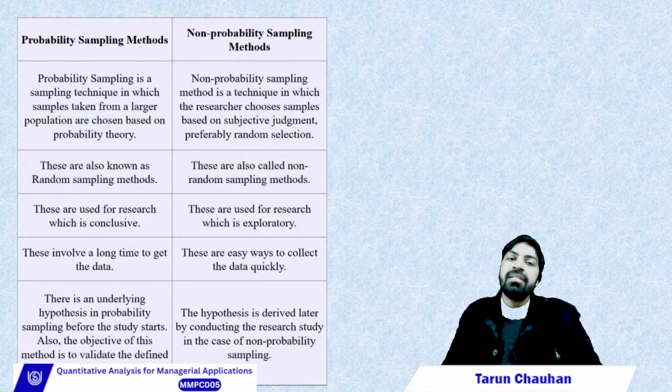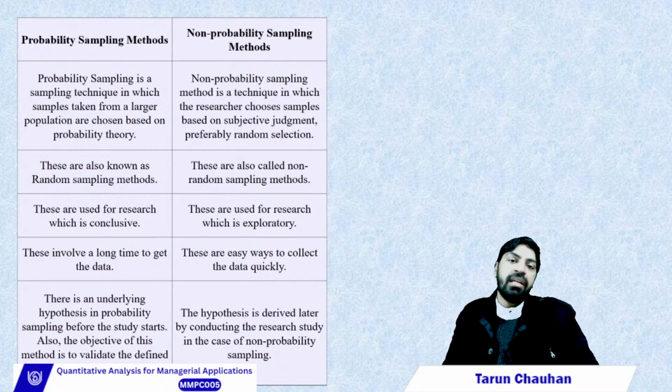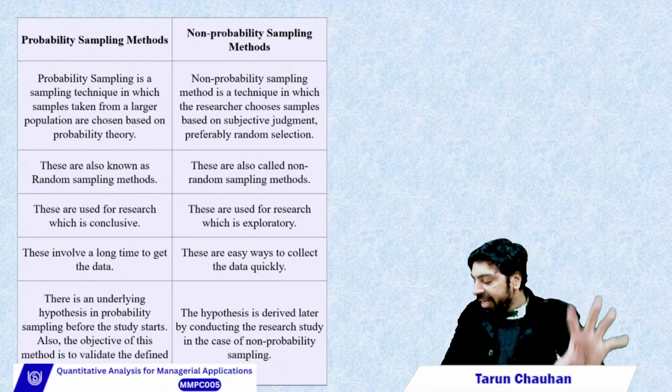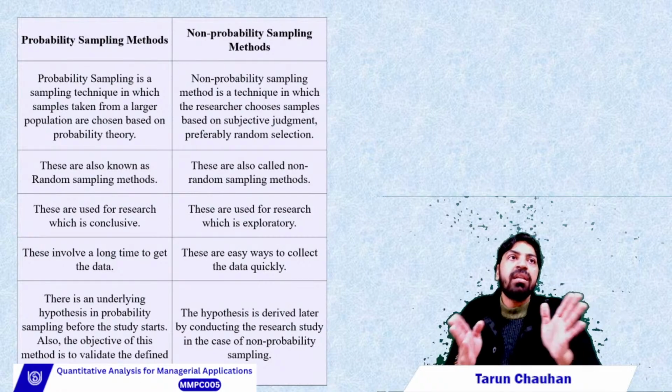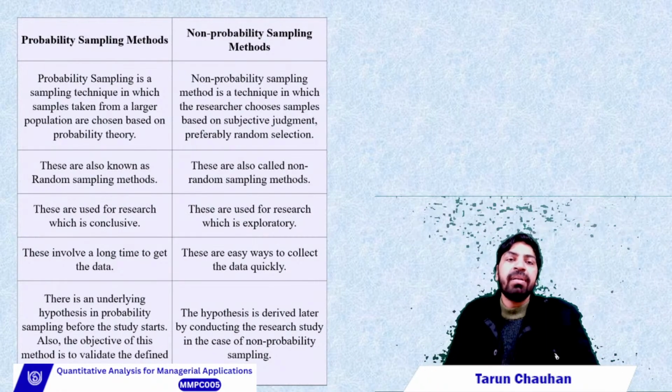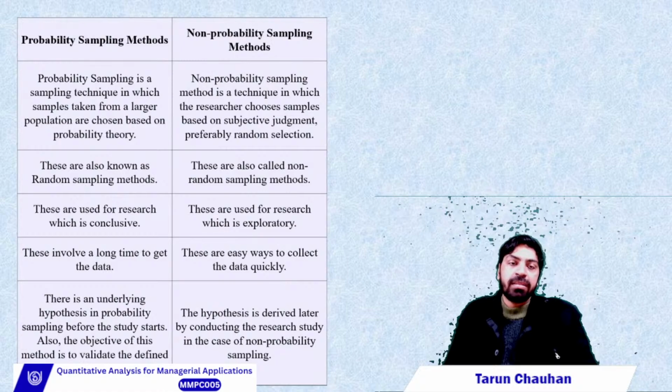But in the case of non-probability sampling, the hypothesis can be generated or formulated after the study, later on. That is called non-probability sampling. So this is the basic difference between the probability and non-probability sampling methods.